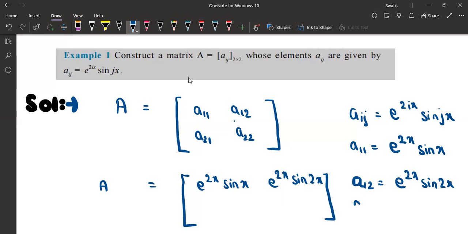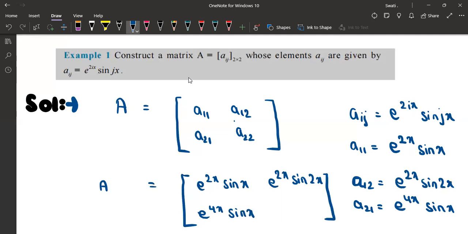And that will be A21. What is the meaning of A21? i is 2 and j is 1. So this will become e raised to 2 times 2 times x, that will become 4x. And j is 1, so it is sine x only. So this will become e raised to 4x sine x.